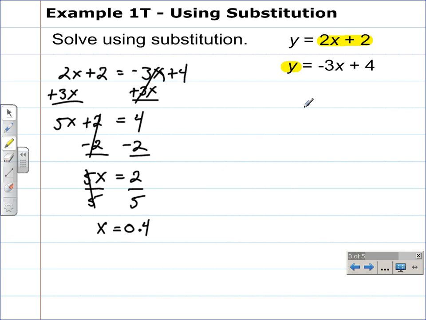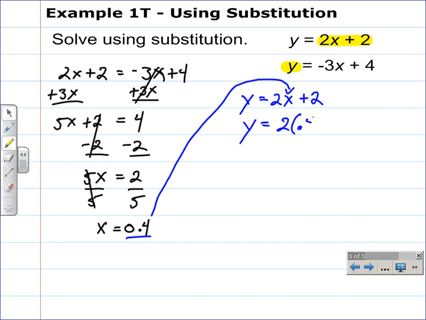Now we have to take that 0.4 and substitute it into one of the original equations. Again, you could use either of the equations. I'll just use the first one here. y is equal to 2x plus 2. And we're substituting that 0.4 in for the x. So then when we substitute, y is equal to 2 times 0.4 plus 2. When we simplify the right-hand side, 2 times 0.4 is 0.8, and 0.8 plus 2 is 2.8.